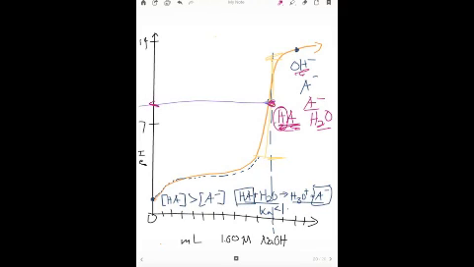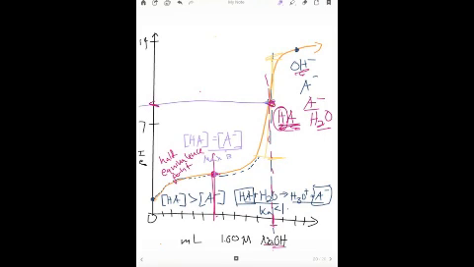Another important point on this titration curve is the half equivalence point. If you find the volume of sodium hydroxide it takes to reach the endpoint, and go to where half of that volume is on the graph, then you'll have found the half equivalence point. At the half equivalence point, the concentration of our acid equals the concentration of its conjugate base. At this point, enough sodium hydroxide has been added to react with exactly half of our weak acid.